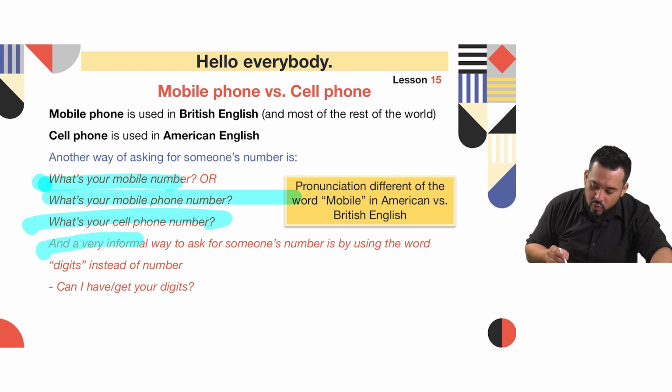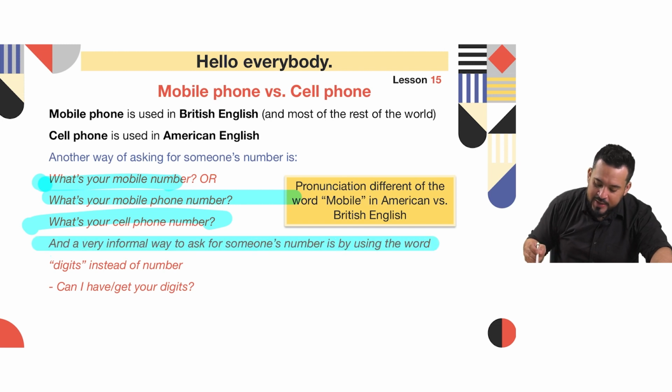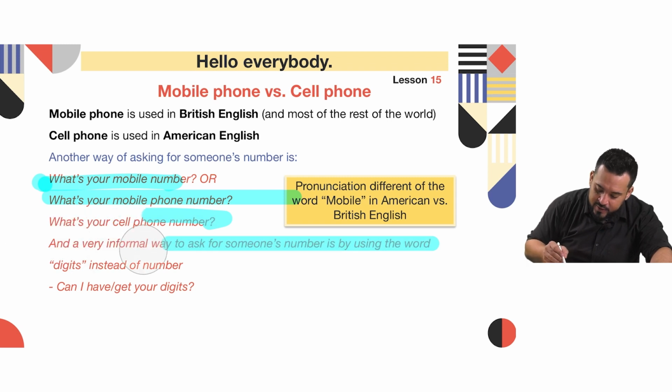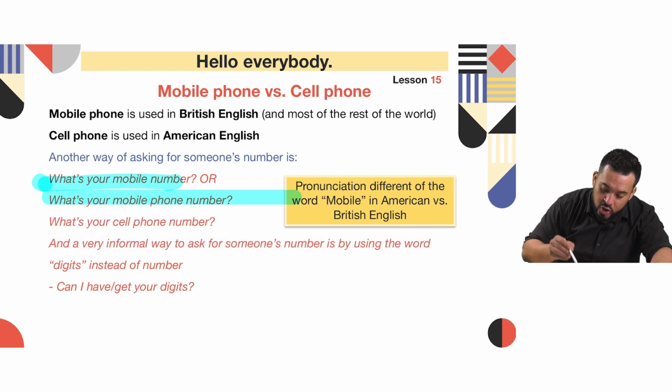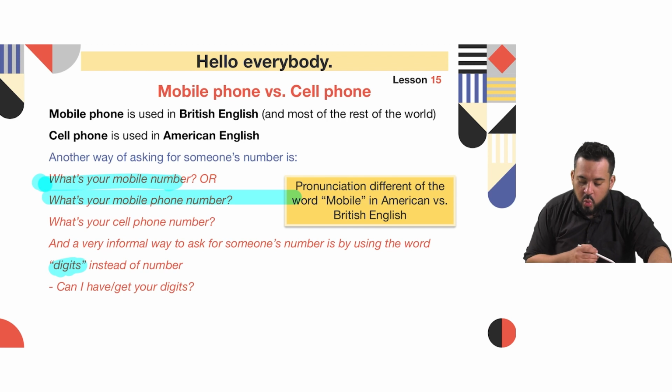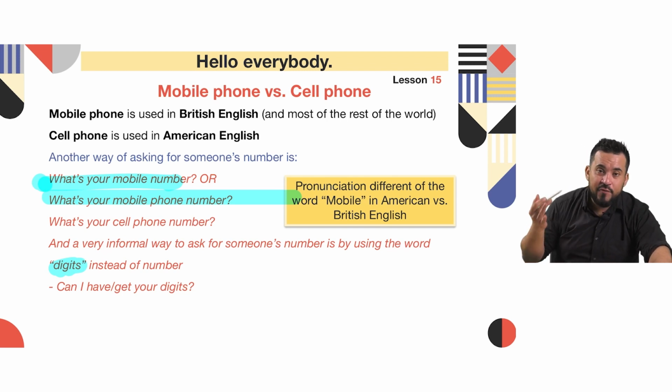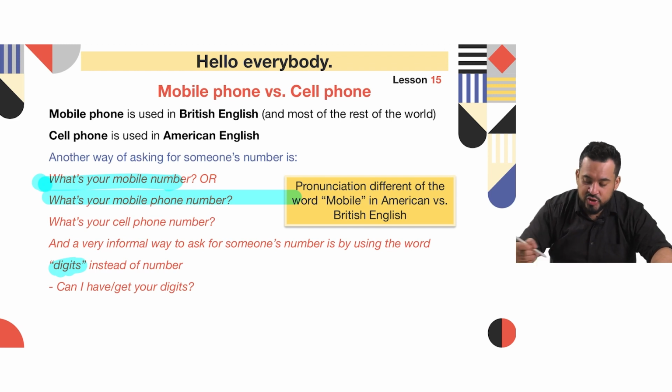A very informal way to ask for someone's phone number is by using "digits" instead of "number." This is slang. Digits is slang for number. So you say, can I have your digits? Or what are your digits? Can I have your digits? This is slang, street talk, very informal.